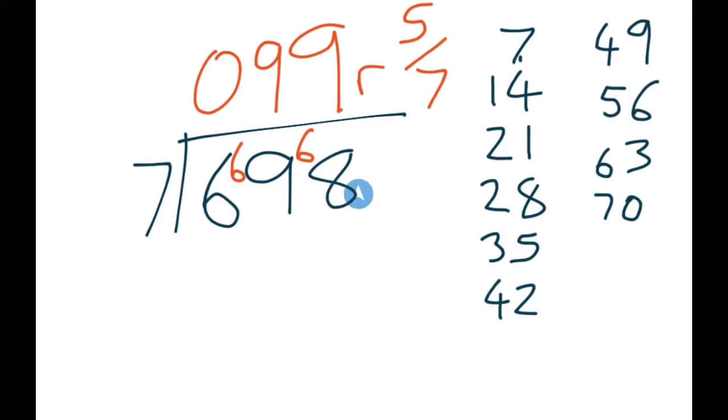And remember the words, we've got dividend, divisor, quotient. All of that's the quotient. And to find the fraction, it's the remainder over the divisor.